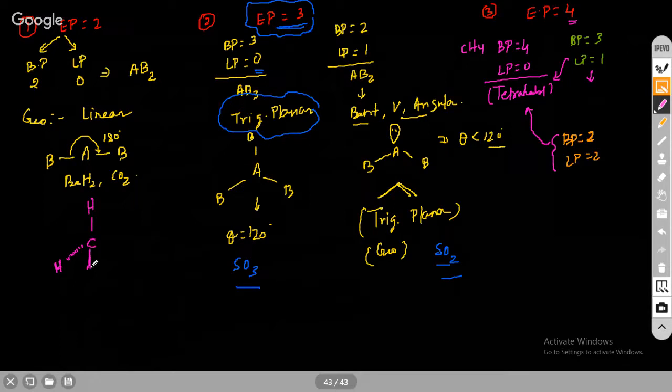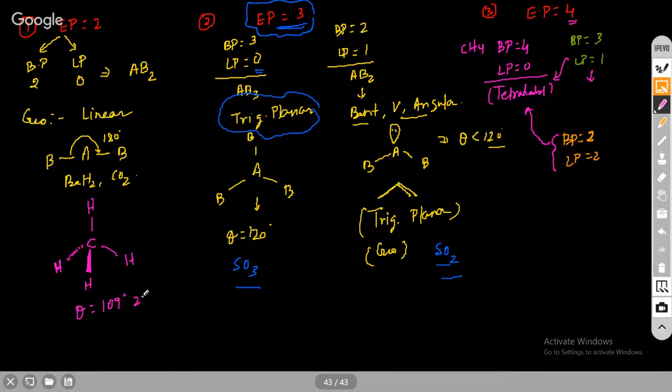Another hydrogen is here, and one more hydrogen is here. Bond angle is 109 degree 28 minute for tetrahedral. Now what happens if you want to draw this with bond pair 4 and lone pair 3? Suppose I am taking the example for this one, it is NH3. For this one it is H2O. We know in H2O oxygen has 2 lone pair, NH3 nitrogen has 1 lone pair.